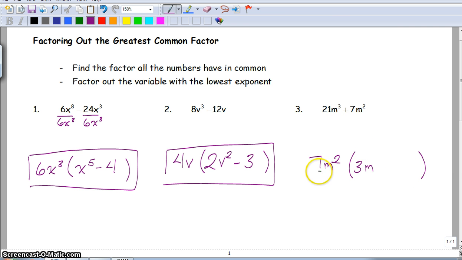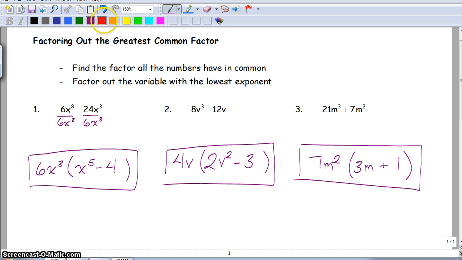Then my second term, 7 times what is 7? In this case it's a 1. M squared times 1 is still m squared. So in this case, even though I pulled out 7m squared as my greatest common factor, I still need to leave a 1 here to hold the spot of the term. This is the answer for this problem.